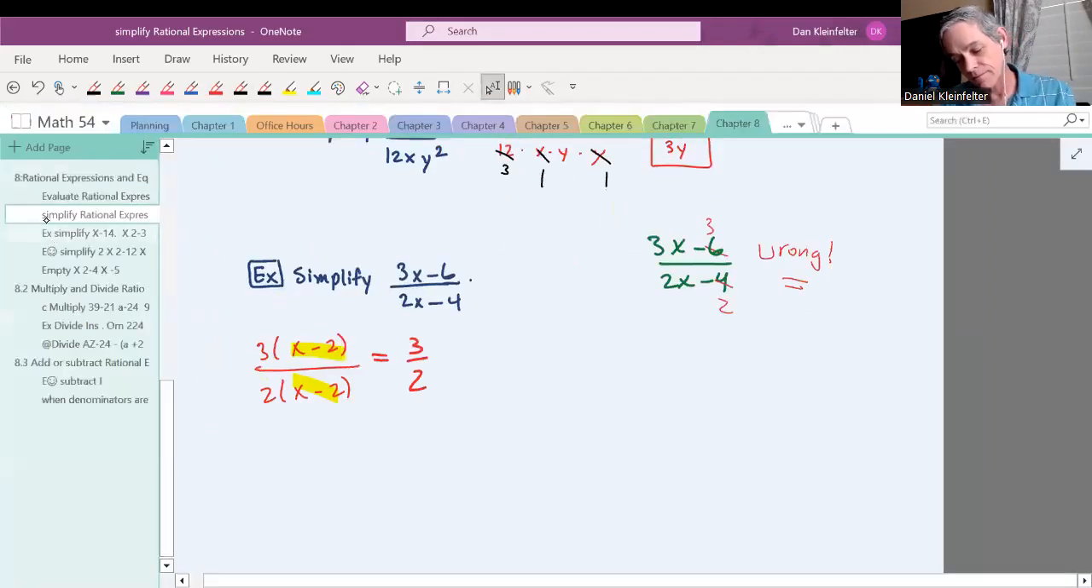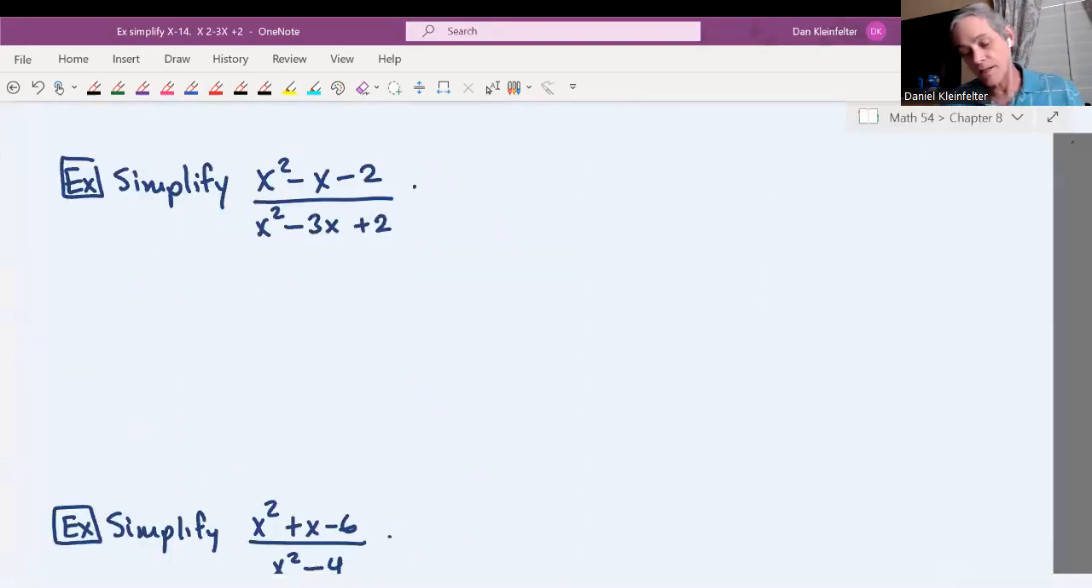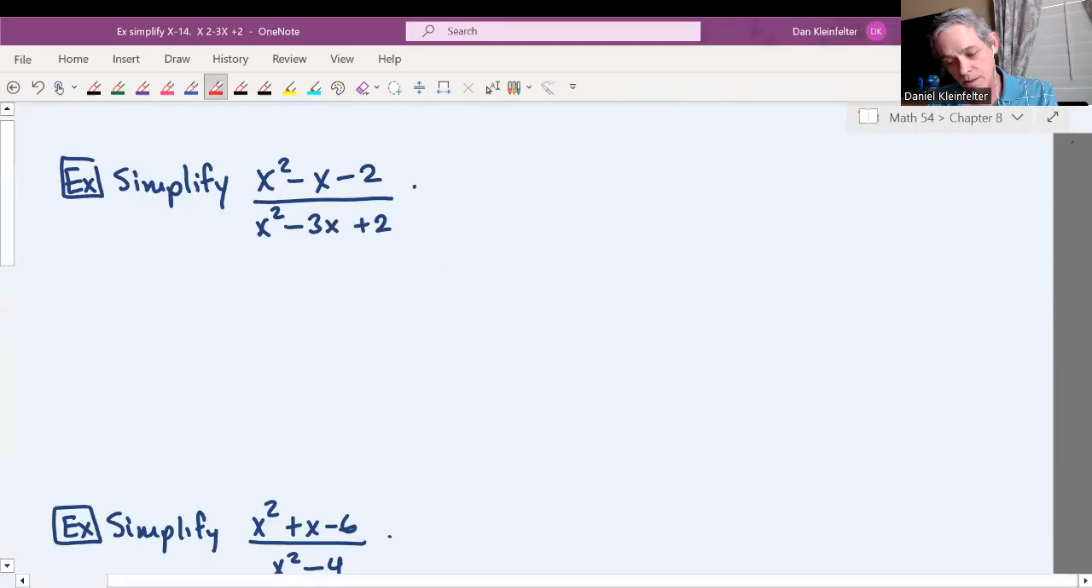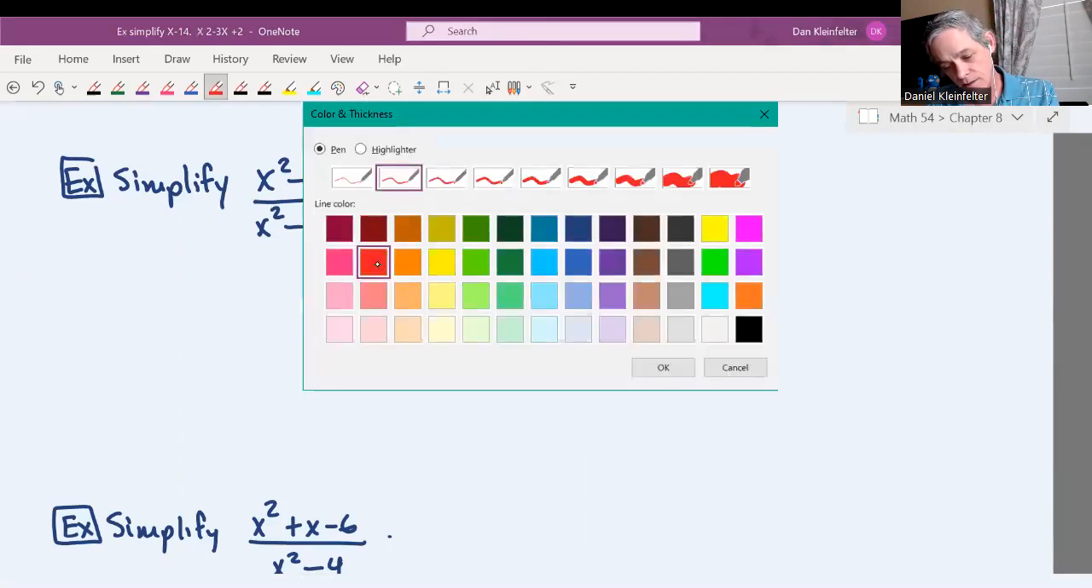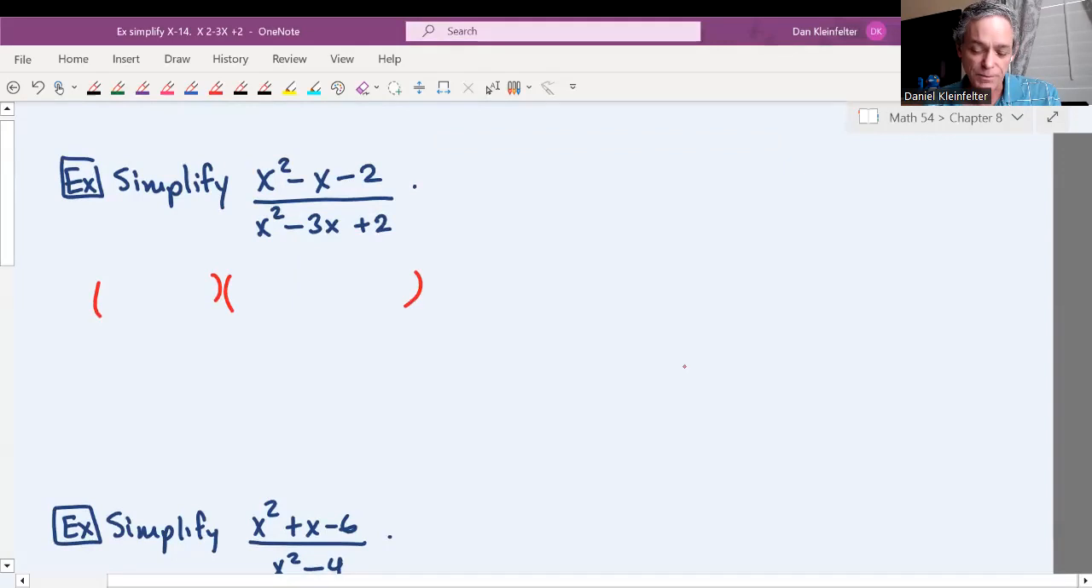Okay, let's move on, some more examples. Okay, so here we have a quotient of a couple of quadratic polynomials. So let's go ahead and simplify this. So here we're going to need to factor the numerator and denominator. So here you're going to get a lot of practice with your factoring, okay, for better or worse.